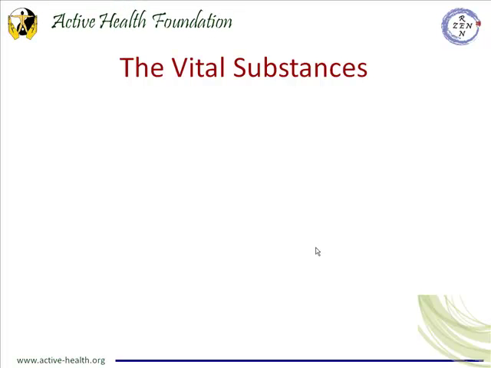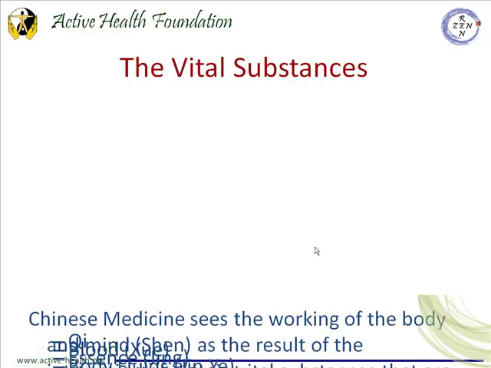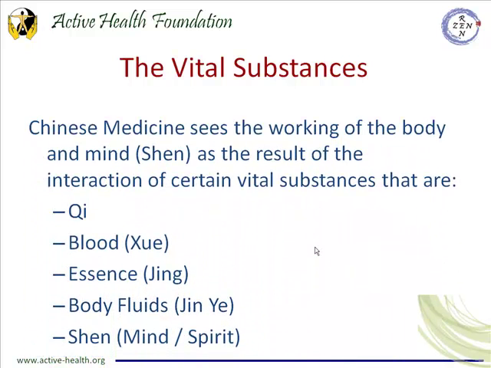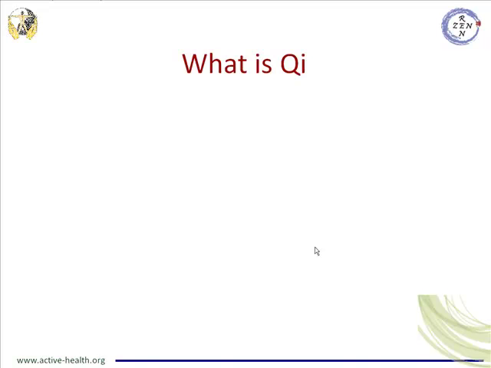Chinese medicine sees the workings of the body and the mind as a result of the interactions of certain vital substances. And these vital substances are qi, blood, essence, body fluids, and shen. For this lecture, we're going to focus on the vital substance called qi.